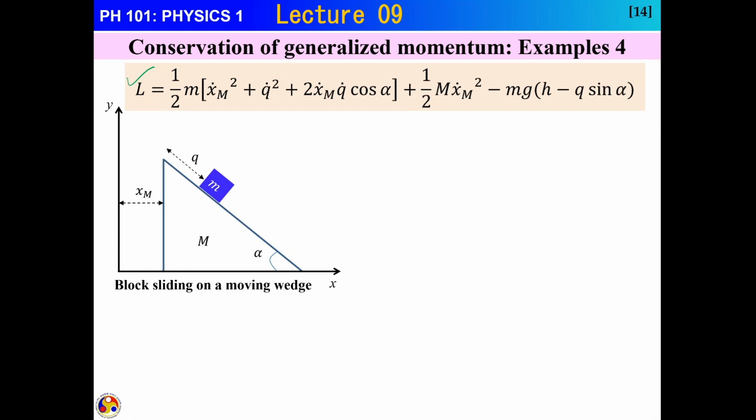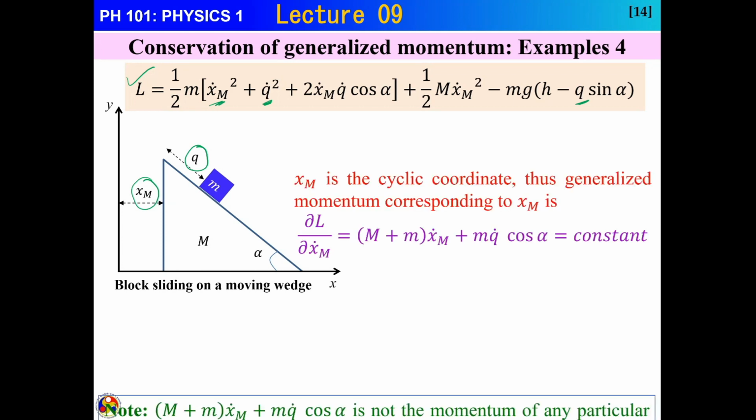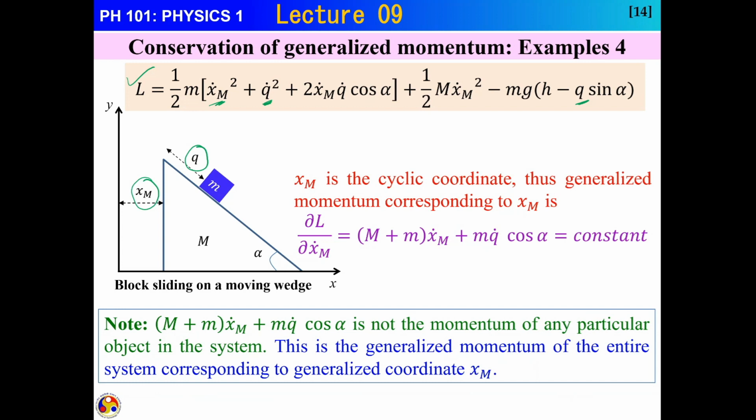Obviously, you have two generalized coordinates. One I can say is xm, the other one is q. Now if you look at this equation carefully, I have q dot and q. The other part, x dot m, is there, but do I see xm anywhere? I don't see xm anywhere. So we can straight away say that xm is a cyclic coordinate. Thus, the generalized momentum corresponding to that xm is simply a constant.